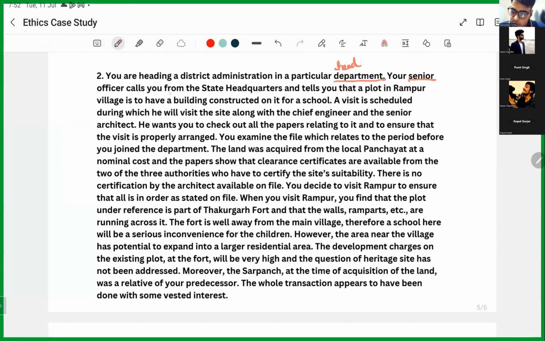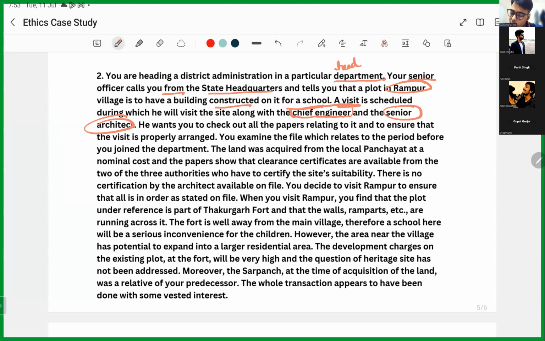The senior from state headquarters tells you that a plot in Rampur village is to have a building constructed on it for a school. Okay, so a school is to be constructed, and Rampur village. Again, some keywords. A visit is scheduled during which he will visit the site along with the chief engineer, now characters, and the senior architect.